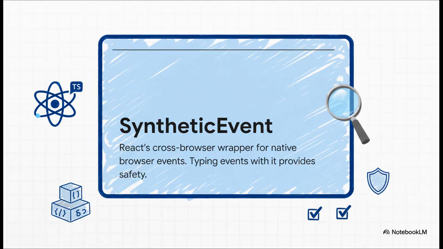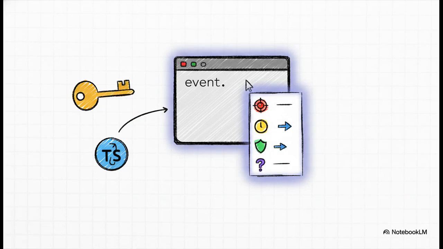You know, when you handle an event in React, you're not actually getting the raw native event from the browser. Instead, React gives you this thing called a synthetic event. It's basically a wrapper that smooths out all the weird differences between browsers. And for us, the most important part is that it's something we can use a type for. And this is where the real payoff comes in.